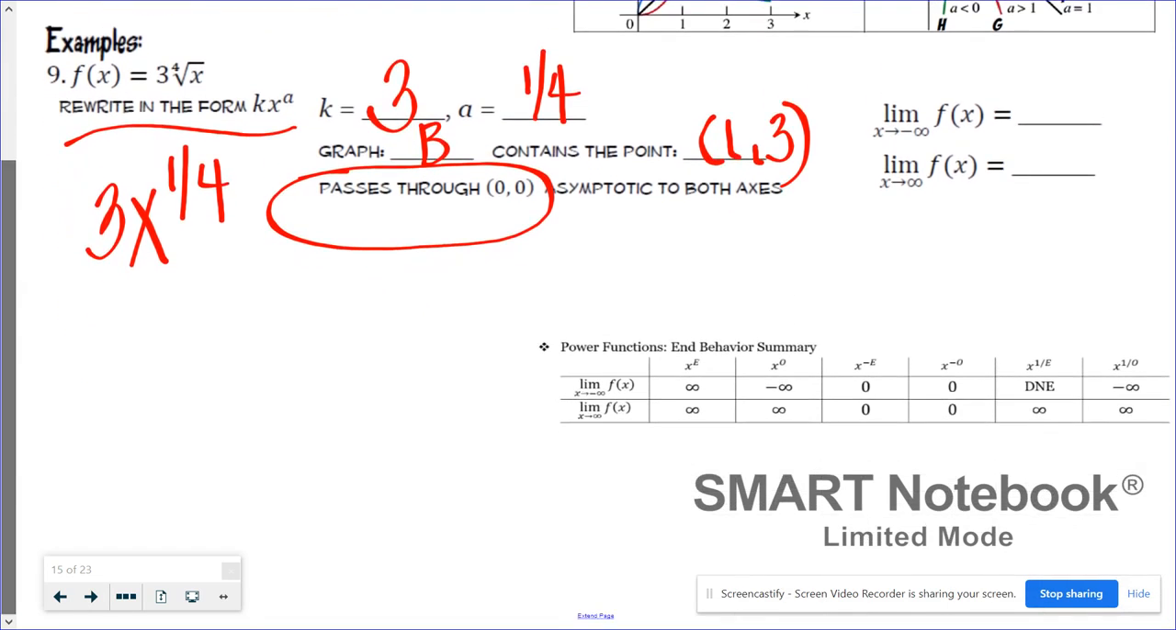For the end behavior, now it comes down to my exponent, and my exponent is 1/4, which is 1 over an even integer. And since k is positive, that is my end behavior. So the left end behavior does not exist. And then the right end behavior is infinity.